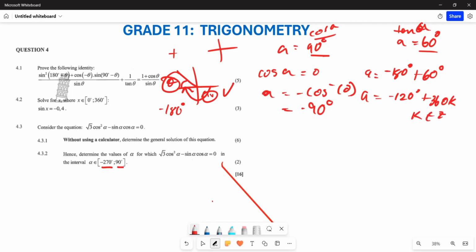Altogether, basically this is how you are supposed to solve this particular question. Hopefully, this makes sense to you. And thank you very much.